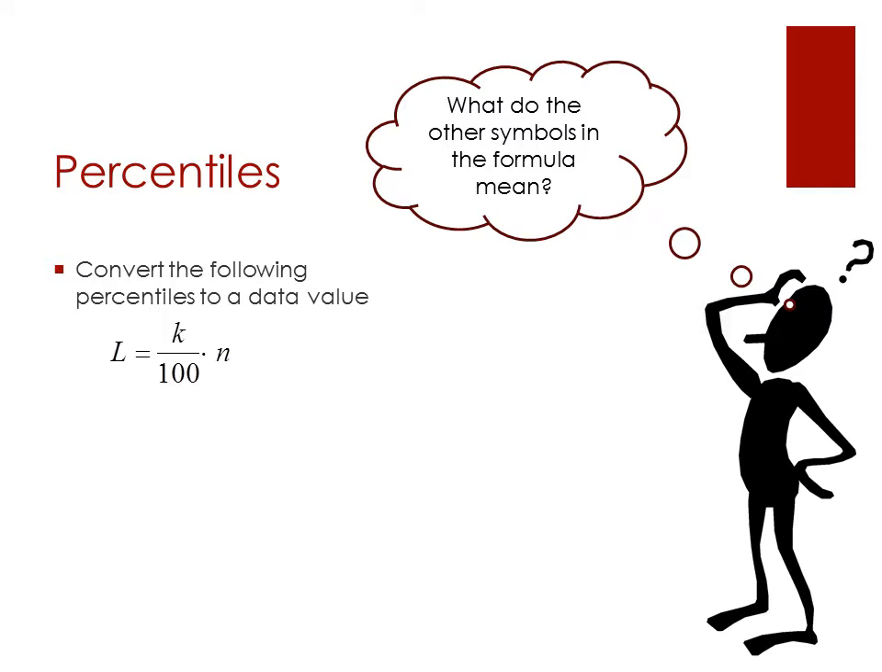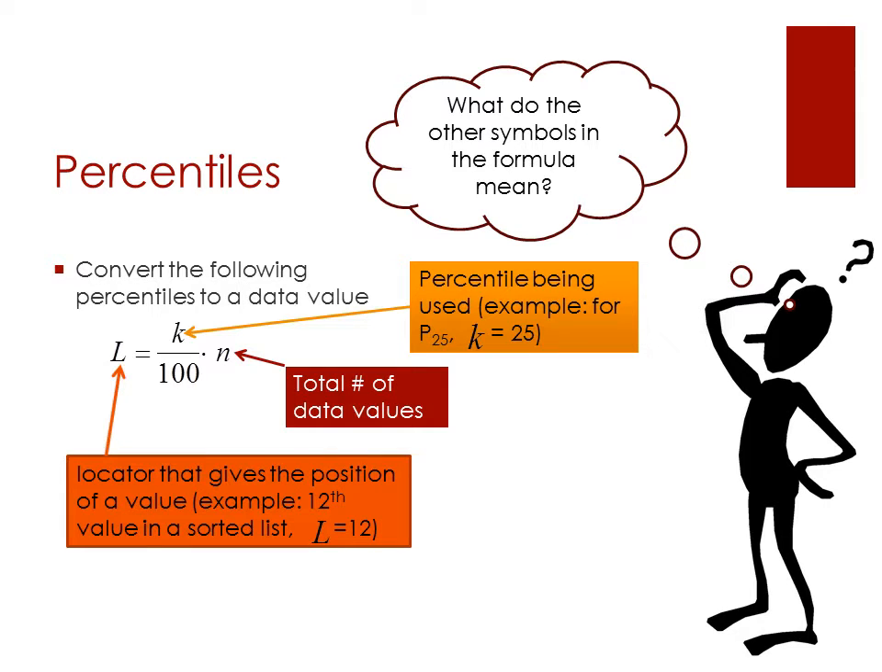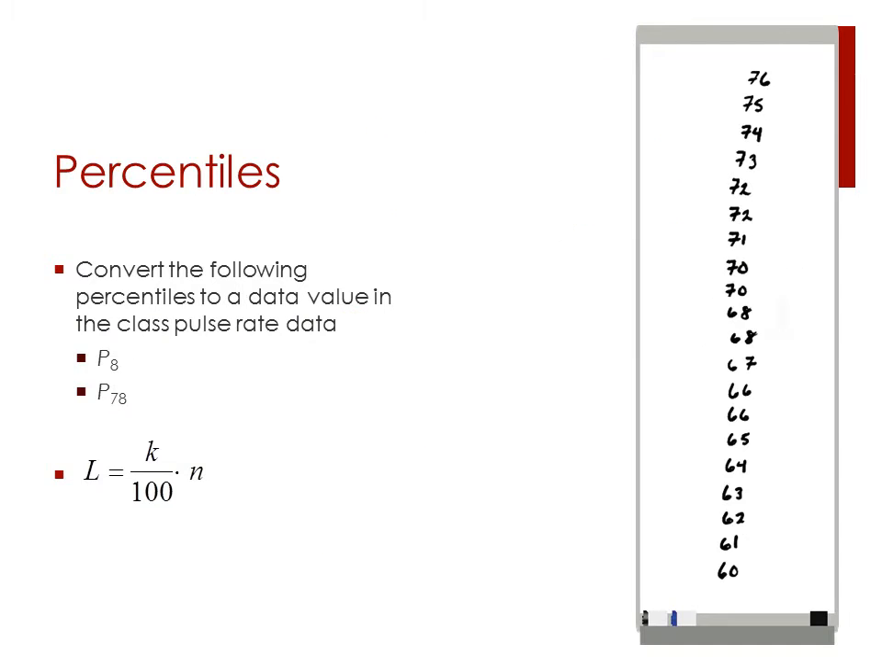Now looking in the book, find what the new symbols mean for this formula. Here we can see that k is the percentile being used. For example, if I was looking at the 25th percentile, my k would equal 25. The L is the locator that gives the position of a data value. So if I was looking for a data value that was the 12th value of a sorted list, that would be my L equals 12. Let's take a look at this with a couple of examples.